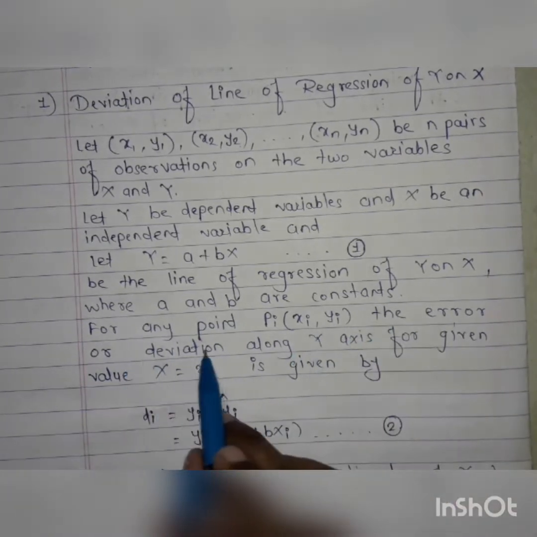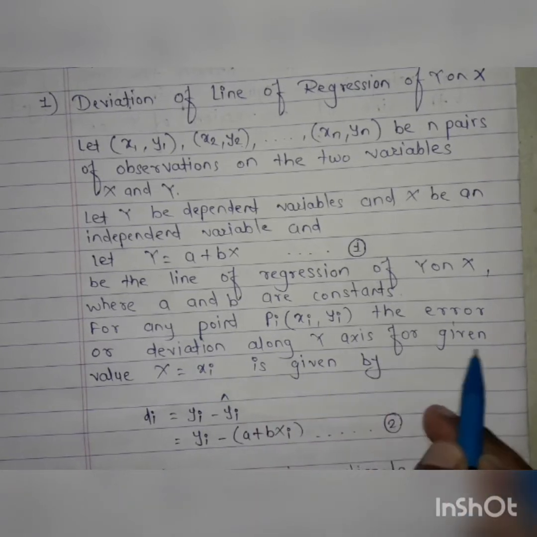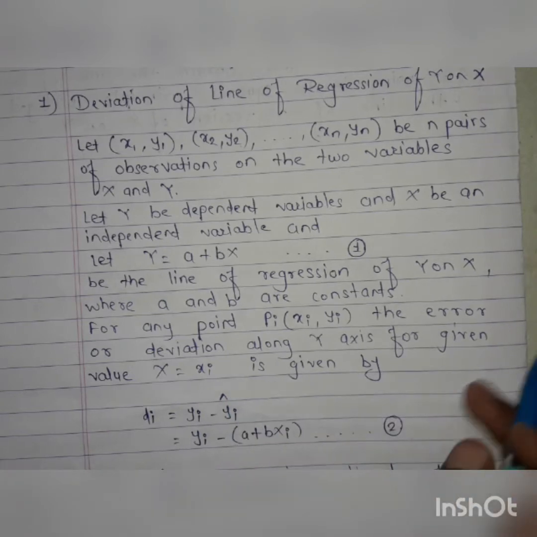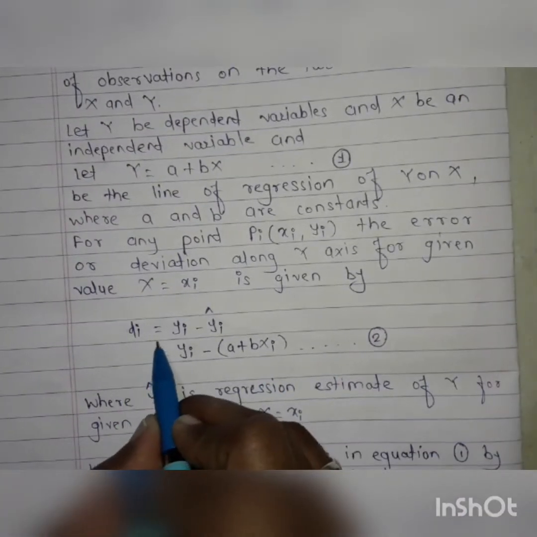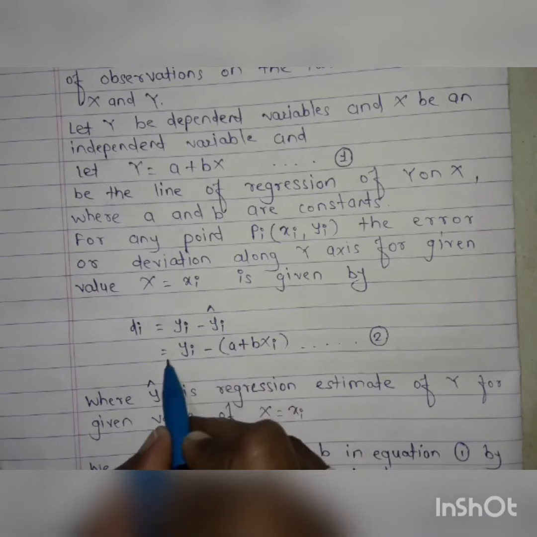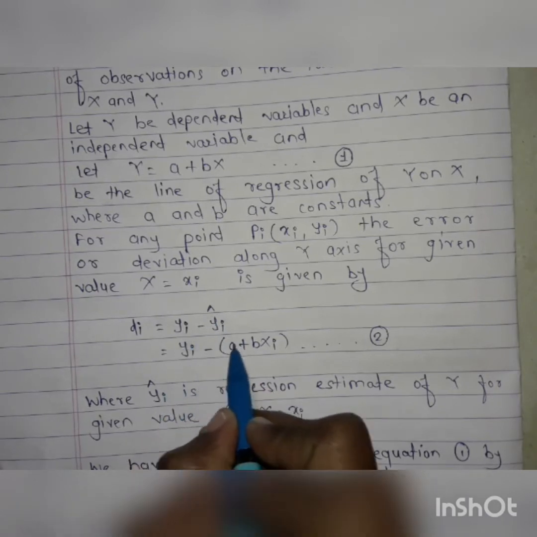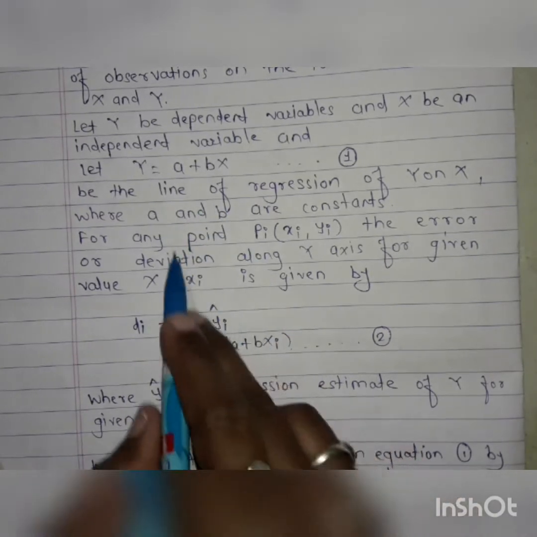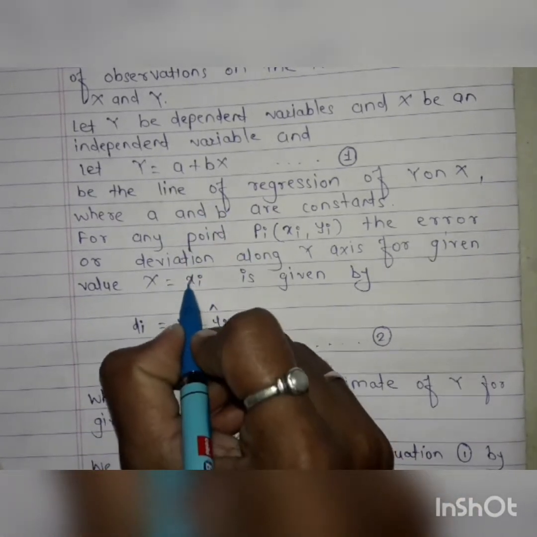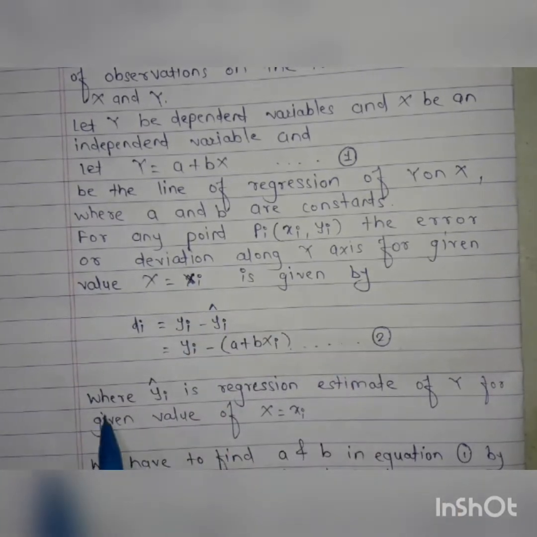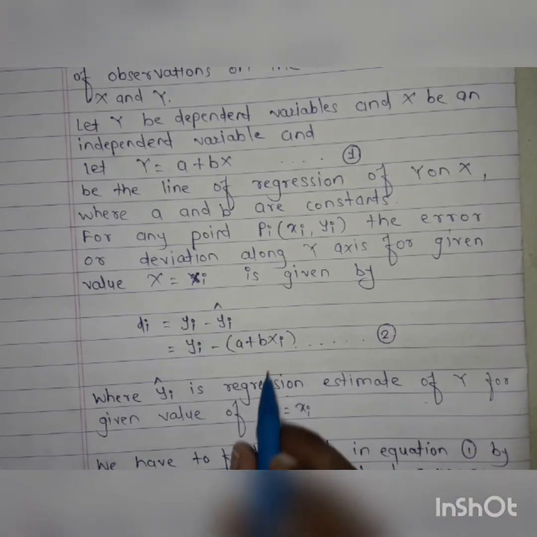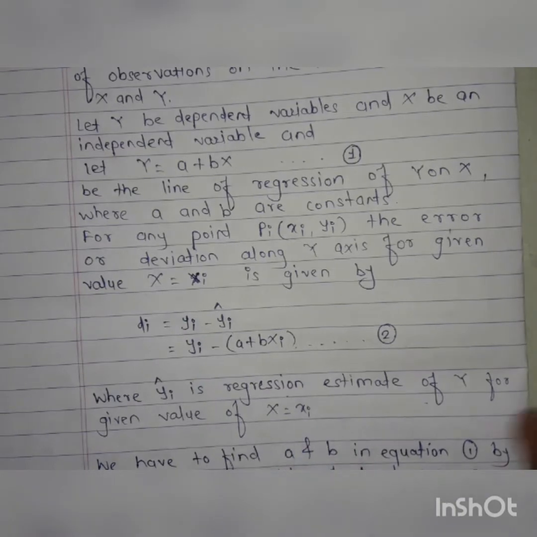The error or deviation along the y-axis for a given value capital X equal to small xi is given by di = yi - yi cap, which is equal to yi - (a + b xi), that is, capital X is nothing but xi, where yi cap is the regression estimate of capital Y for the given value of capital X equal to small xi.